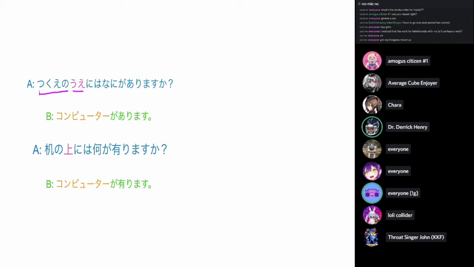Tsukue no ue ni. So, tsukue no ue ni wa. So, ue was on top of. So, tsukue no ue ni wa, on top of the desk. Nani ga arimasu ka? What is there? And the response is computer ga arimasu.